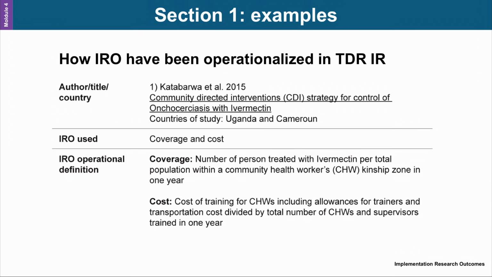Coverage was defined as the number of persons treated with ivermectin per total population within a community health worker's kinship zone in 1 year. In other words, the total number of people treated among those who should have received it. Cost was defined as the cost of training, which included allowances for trainers, transport and food for trainees, and training materials, divided by the total number of community health workers and supervisors that were trained in 1 year.